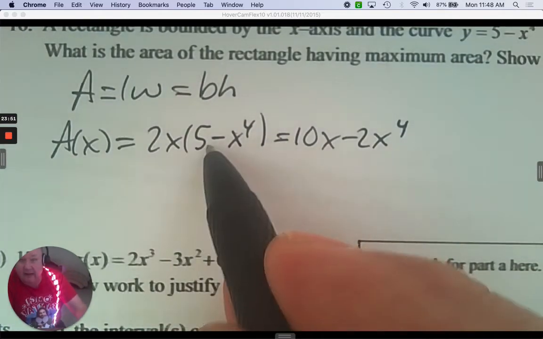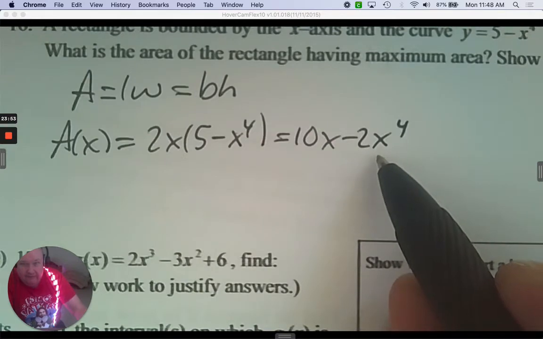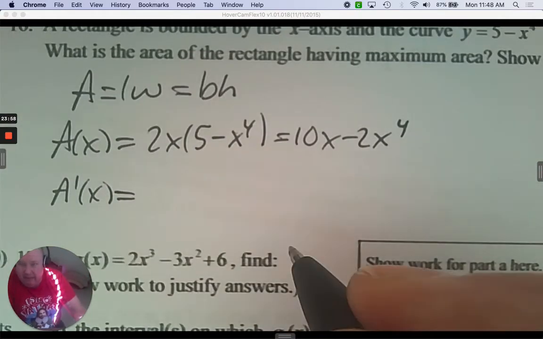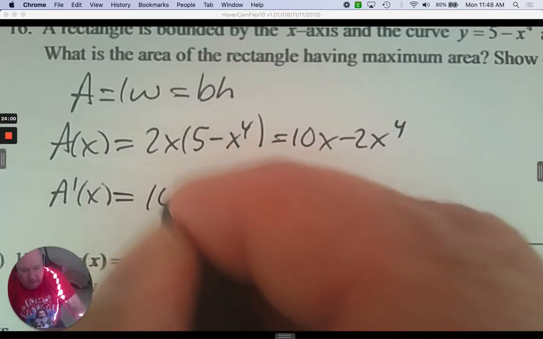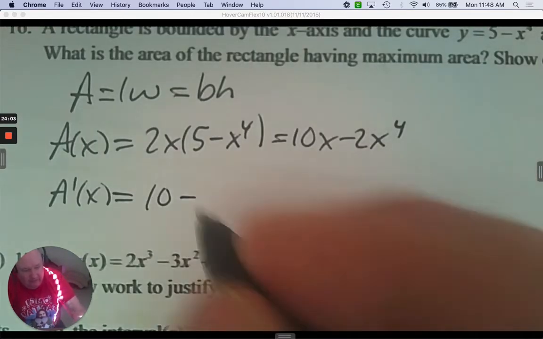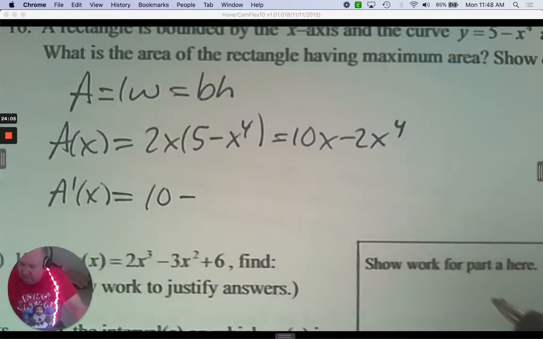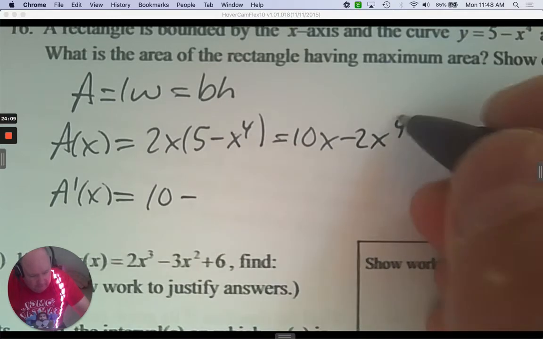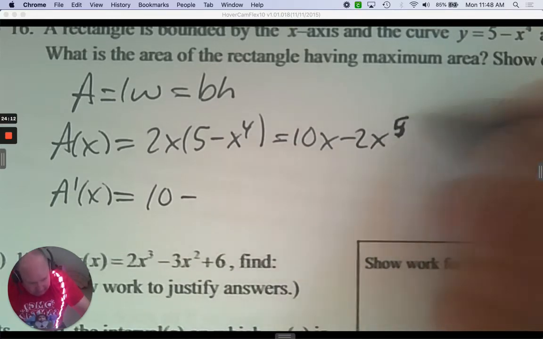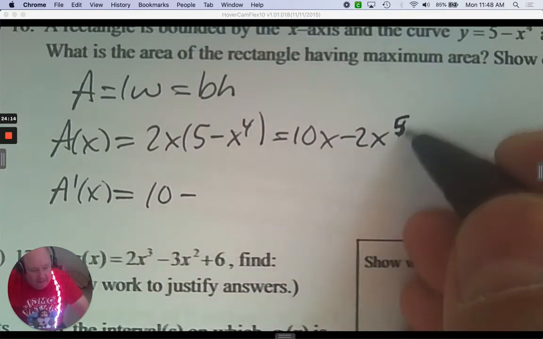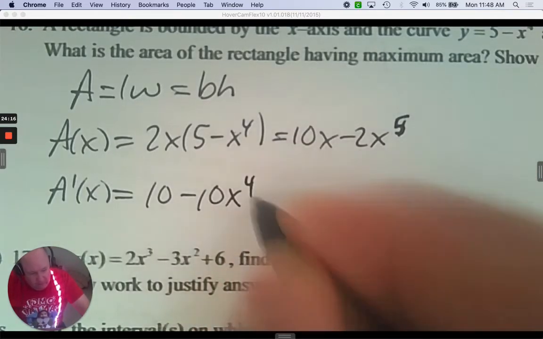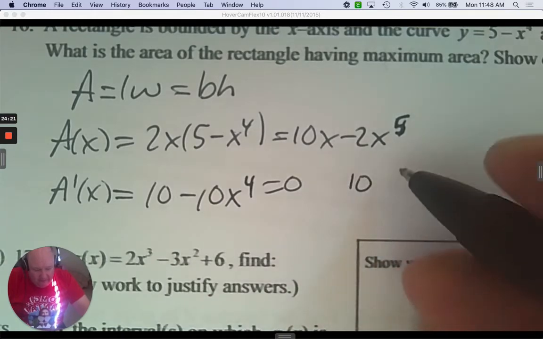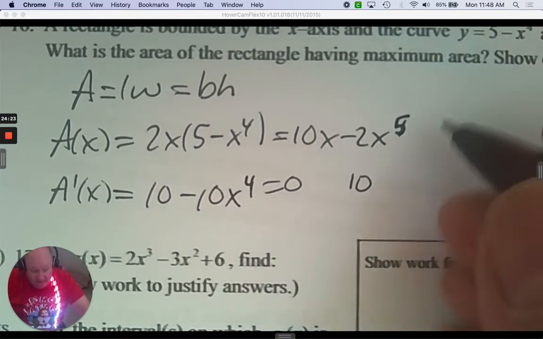So 10x minus 2x to the 5th. When I take the derivative and make it equal to 0, I'm finding the maximum value for the area. So that would be 10 subtract 10x to the 4th. Oh, what's x times x to the 4th? That's x to the 5th. So when I take that, it would be 5 times negative 2, then subtract 1 from the exponent, equal to 0. To solve this, factor out 10.